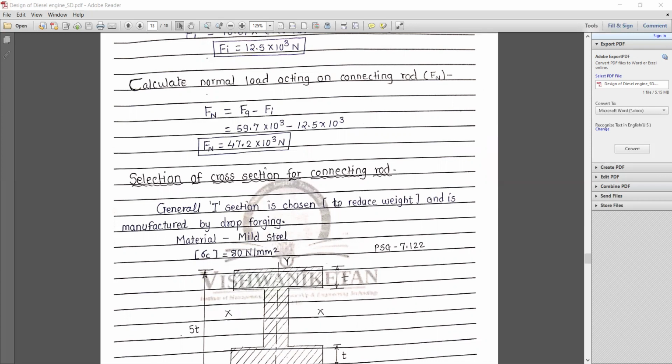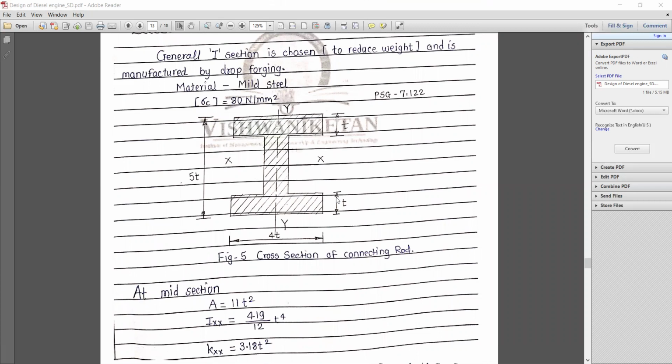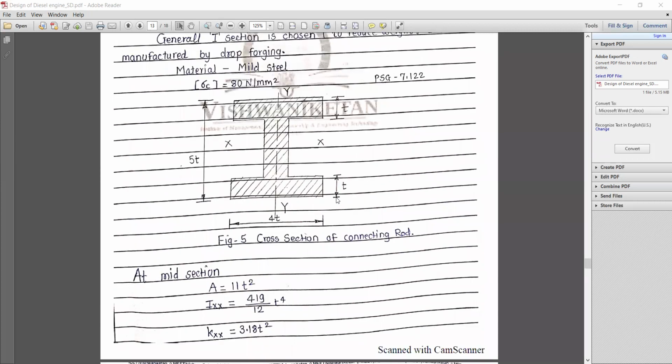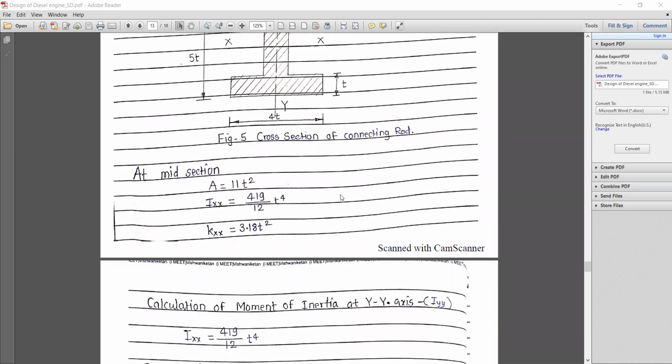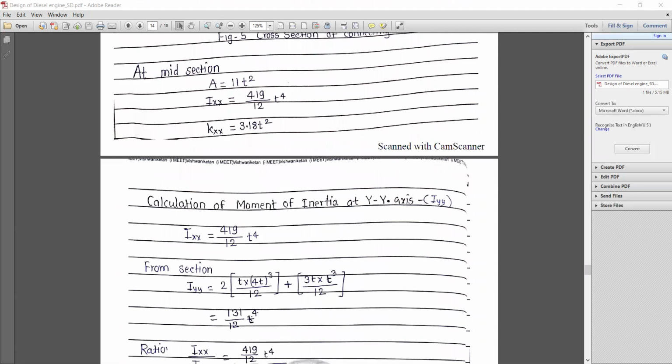Now selection of the cross-section area. Generally, an I section is chosen to reduce the weight and for manufacture by a drop forging process. So the material for that is mild steel, having design stress sigma c equal to 80 Newton per mm square, page 7.122. The cross-section and empirical relations between the thicknesses are shown in figure number 5. So at mid-section, area is equal to 11 t square, Ixx is equal to 419 by 12 t raised to 4, and Kxx is equal to 3.18 t, which we can find from page number 7.122.